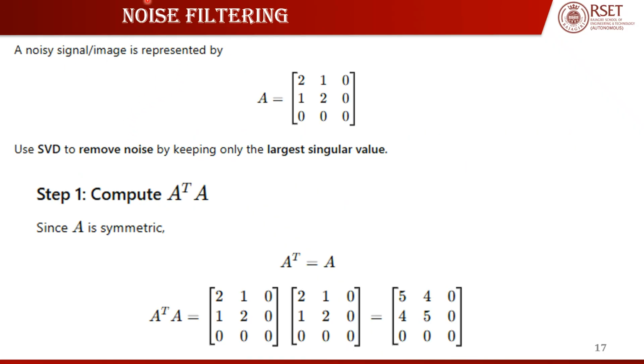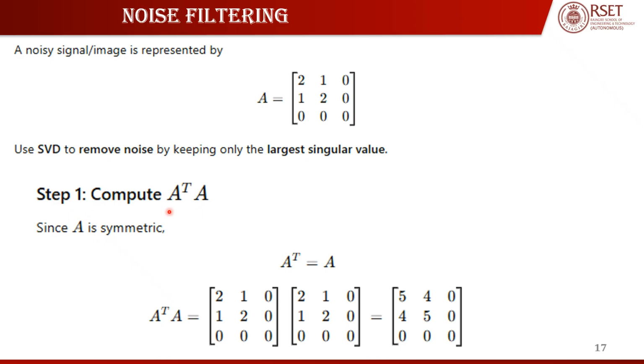Now we will just see a question from noise filtering. Suppose a noisy signal or image is represented by A equal to the matrix 2 1 0, 1 2 0, 0 0 0. You will have to use SVD to remove noise by keeping only the largest singular value. So what we do is, we'll follow the same procedure.